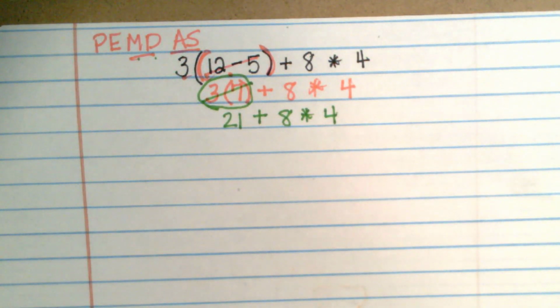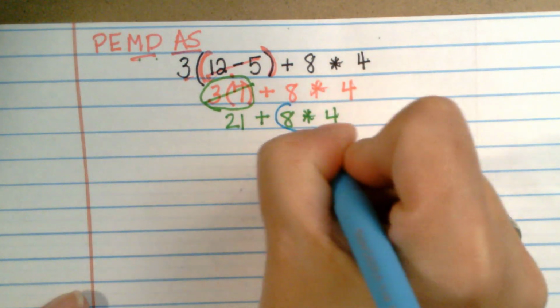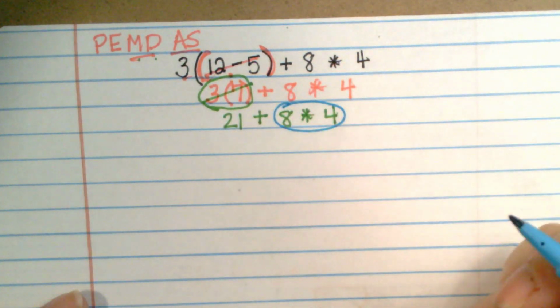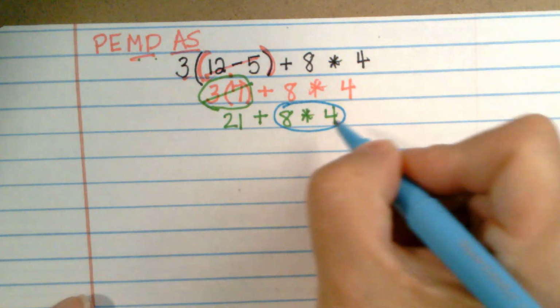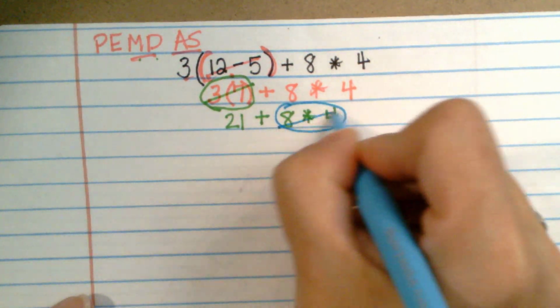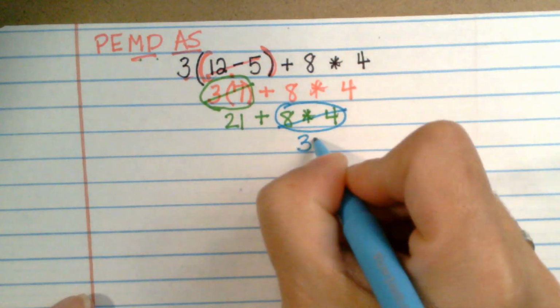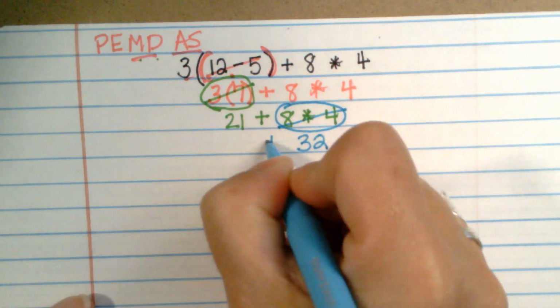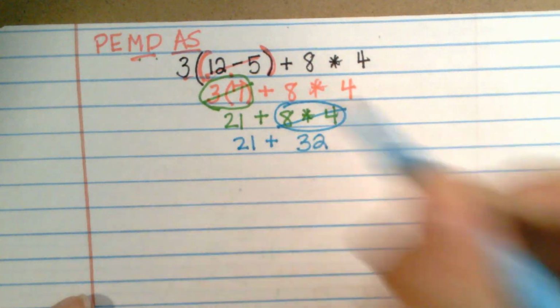Next step. Do I have any more multiplication or division in my problem? Yes, I do. I have 8 times 4. So that's what I need to do next. 8 times 4 is 32. I bring the rest of my problem down.